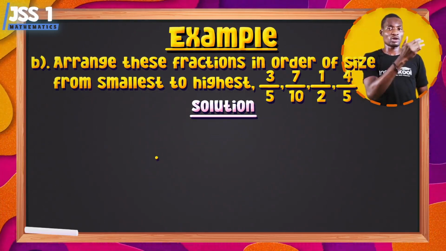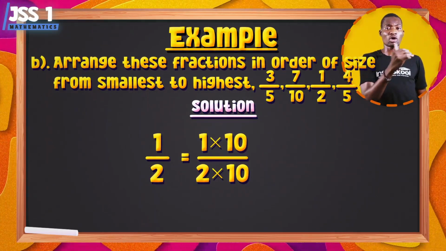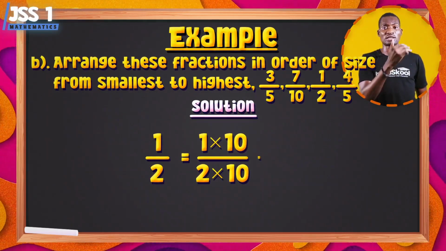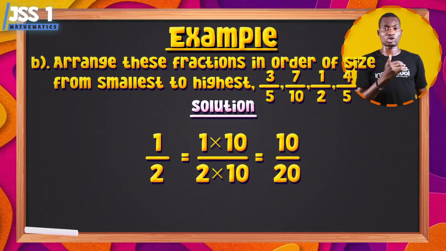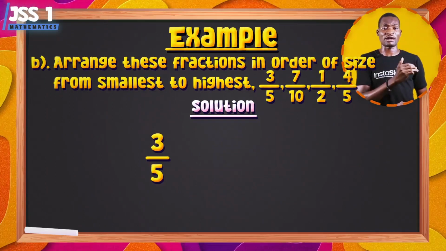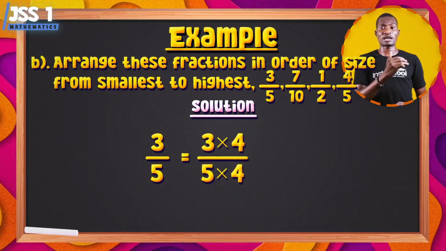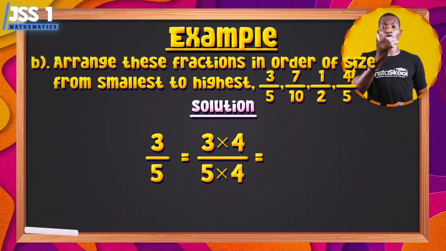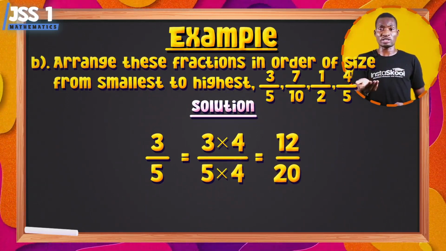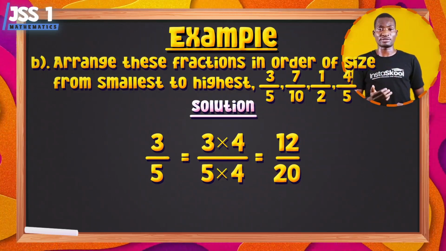So we begin. 1 over 2 becomes 1 times 10 all over 2 times 10. That gives us 10 over 20. We keep that. The second fraction, which is 3 over 5, becomes 3 times 4 all over 5 times 4. 3 times 4 is 12, and 5 times 4 is 20. So the fraction 3 over 5 becomes 12 over 20.